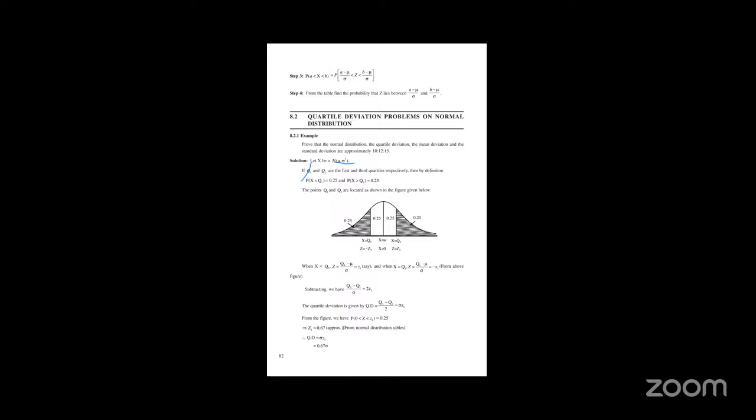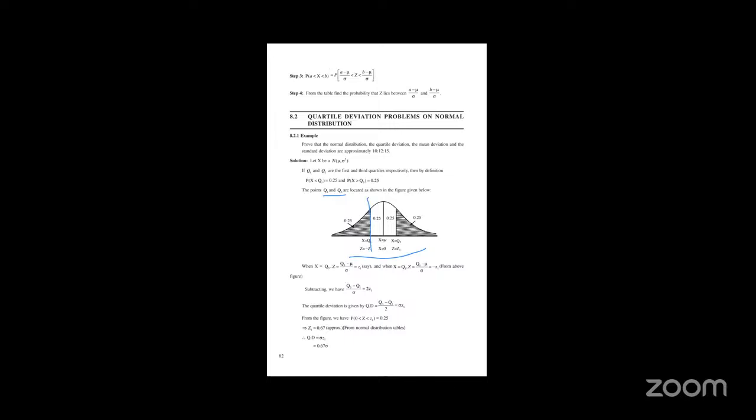So if Q1 and Q3 are the first and third quartiles respectively, by the definition, the probability of X less than quartile 1 is 0.25, and the probability of X greater than quartile 3 is 0.25 only. Then we substitute these values in the graph, so the points Q1 and Q3 are located as shown in the figure below.